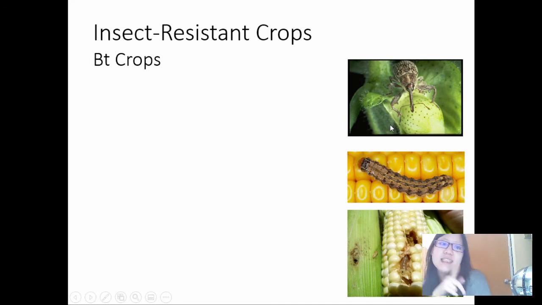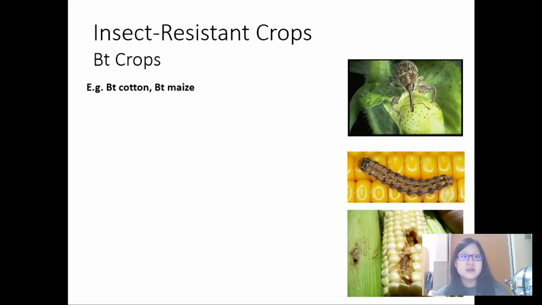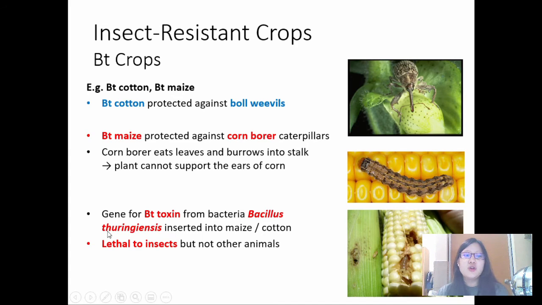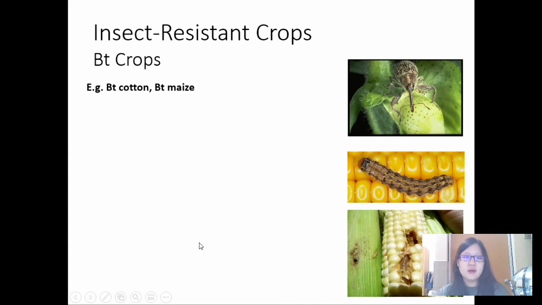Anyways, next example, insect-resistant crops. Man, this is kind of my favorite because it's brilliant, honestly. The insect-resistant crops that we're going to learn, in specific, are BT crops. BT here stands for, where is it? Bacillus thuringiensis. Okay, we'll get to that in a short while. But BT crops, BT stands for something. Usually it's BT cotton or BT maize.